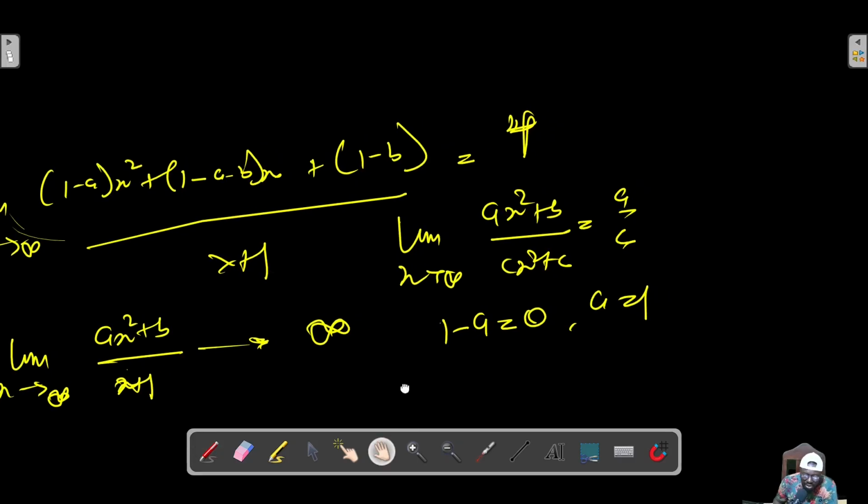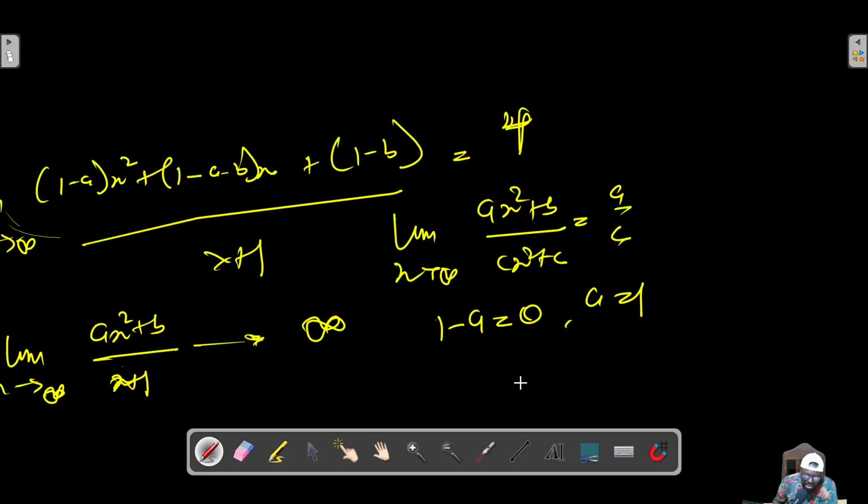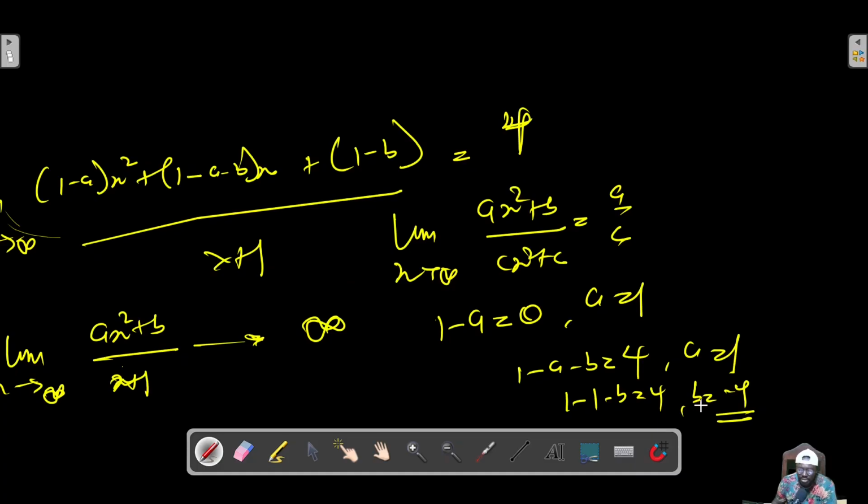So what are we going to get? We are going to get 1 minus a minus b is equal to 4. a is equal to 1. Then we can find b. If a is equal to 1, then 1 minus 1 minus b is equal to 4. 1 minus 1 is 0. Negative b is equal to 4. We end up with b is equal to negative 4. So the values of a and b are 1 and negative 4.